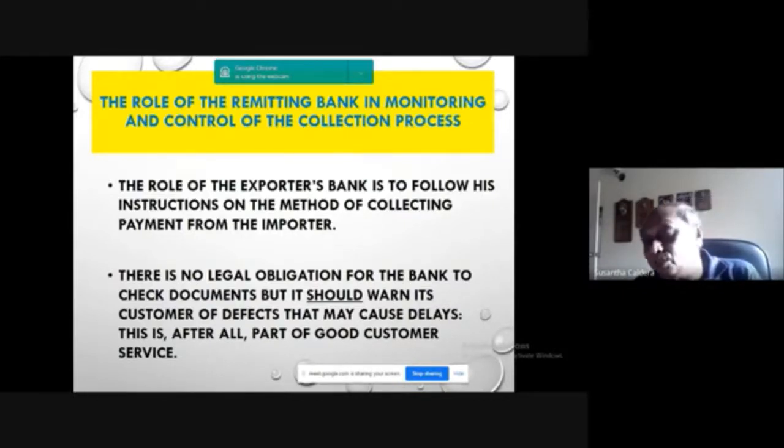And there is no legal obligation for the bank to check documents. They have no legal obligation, but should warn its customer of defects that may cause delays. This is, after all, part of good customer service. For example, number one thing what you have to do is to count and see whether all the copies or the originals, whatever the number of documents are there. That you have to tick before you send.